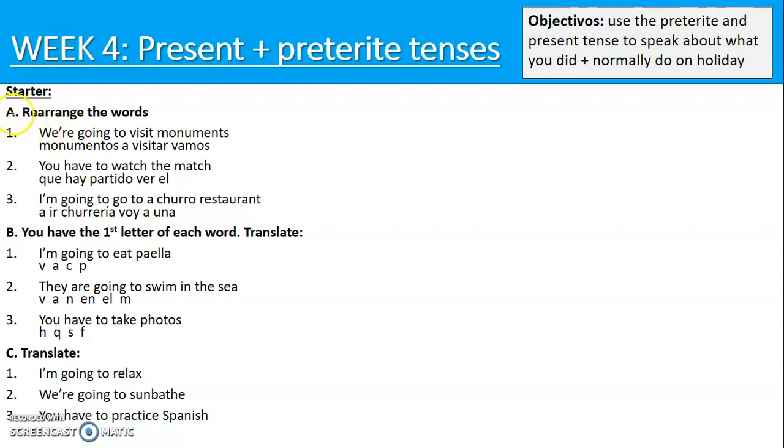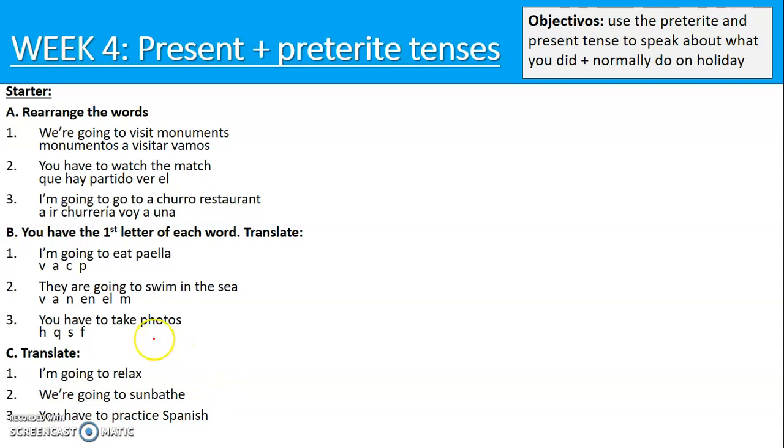So for these, for A1, 2, and 3, you've just got to rearrange the Spanish words to make the English sentences. For B, you've got the first letter of each word to try and translate this phrase, I'm going to eat paella, with the hints here that the first word begins with a V, next one's an A, and then C, and then P. And then finally, just to translate C, 1, 2, 3.